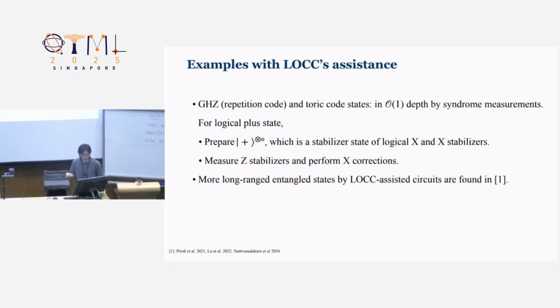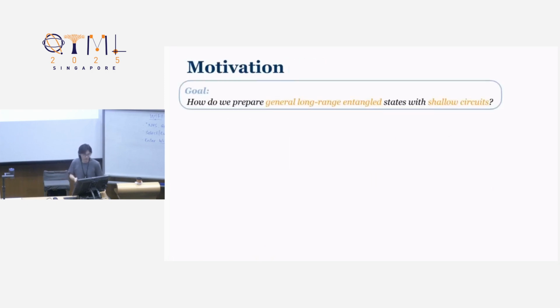And here, the idea is basically from the error correction codes. It's like you just do some single measurements. I will not go into very much detail here, but people just found these examples that LOCC can help you to generate such kind of long-range entanglement state.